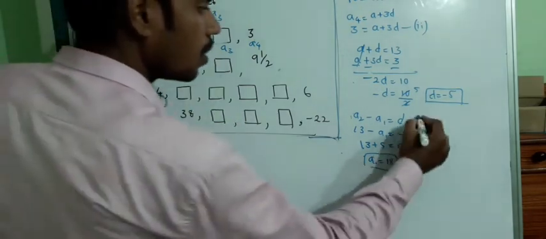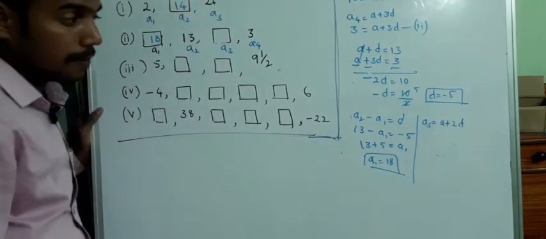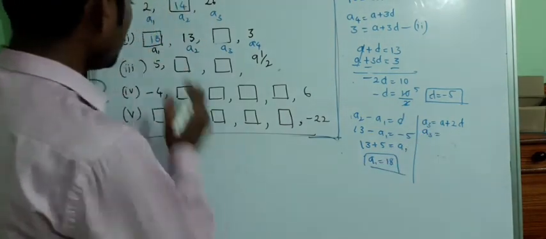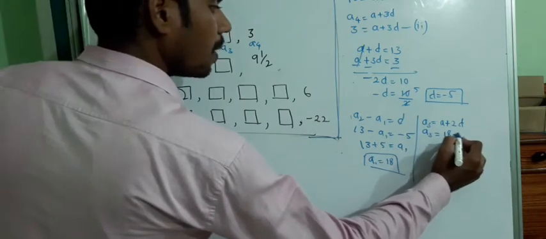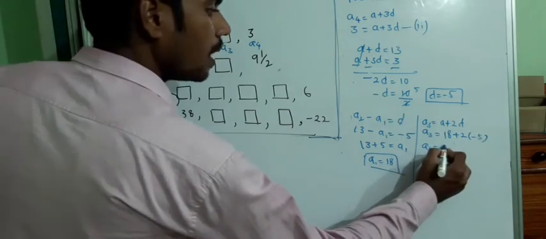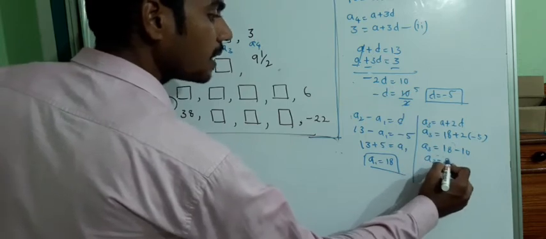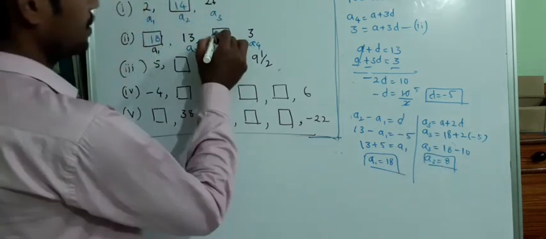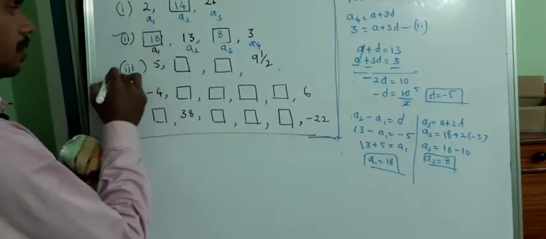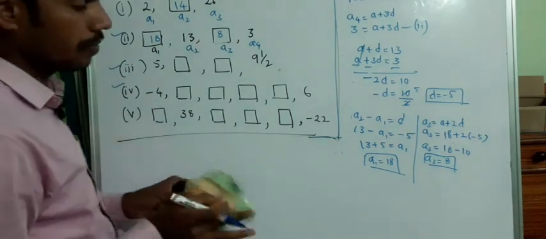Now a3 is equal to a plus 2d. What is a? We got that, 18 plus 2 into minus 5. d is minus 5. So a3 is equal to 18 minus 10, which is nothing but 8. a3 is 8. Okay, so we calculated this, and you try to calculate on your own, and this will be your homework. The fifth one I am going to solve for you.